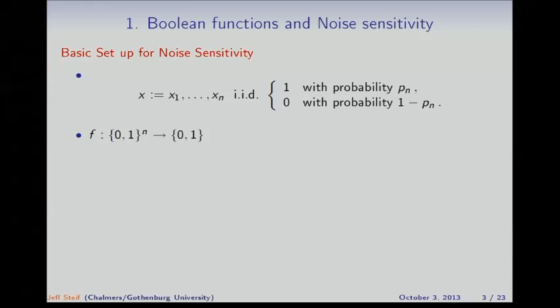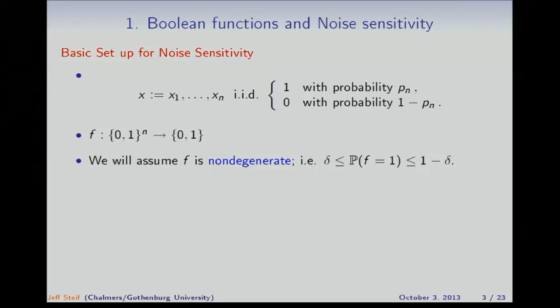Okay, and so we start off with this random sequence of coin flips, and then we have a Boolean function, f from {0,1}^n into {0,1}. And we'll assume this function f is going to be non-degenerate. The {0,1}^n just corresponds to the possible sequences x1 through xn. So then I can talk about the probability that f is 1. And throughout the talk, we're always going to make sure that f is non-degenerate: the probability that f is 1 is going to be bounded away from 0 and 1, so delta is positive. Okay.